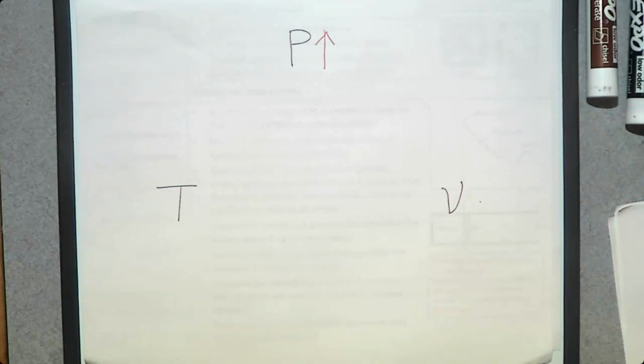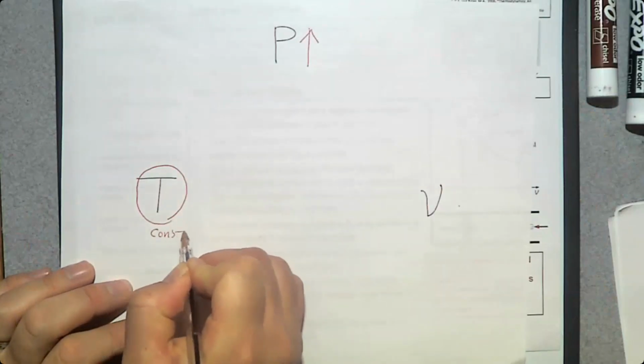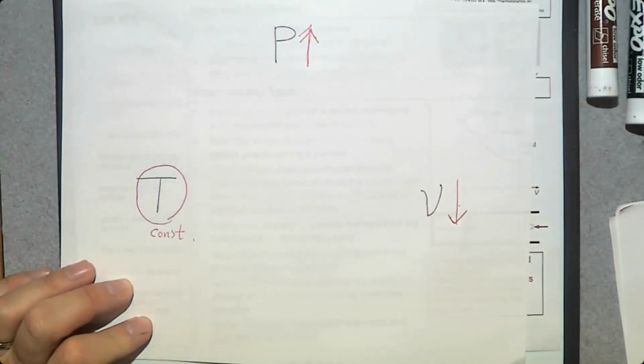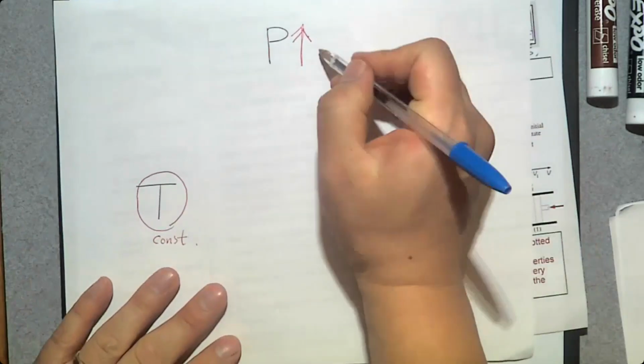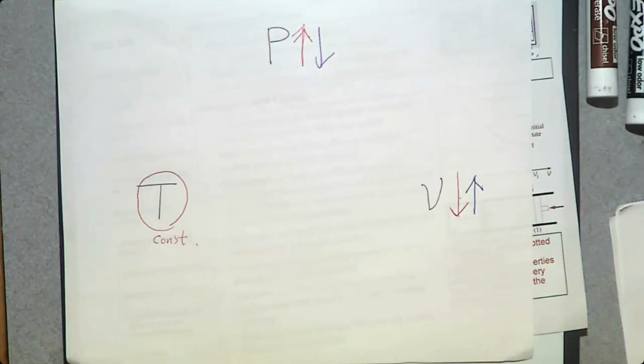So the simplest way to understand this thermodynamic phenomenon is to fix one property. Let's assume that temperature is constant. Then when pressure goes up, volume goes down, or pressure goes down and volume goes up. That is a constant temperature process, or in other words, an isothermal process. That's one of the processes that we are going to study.